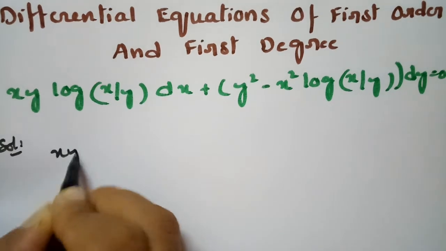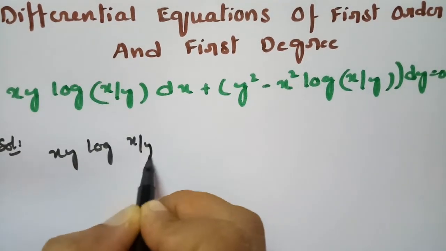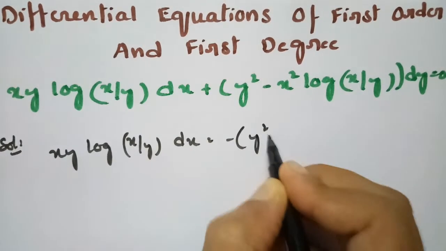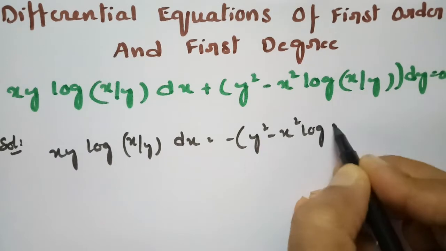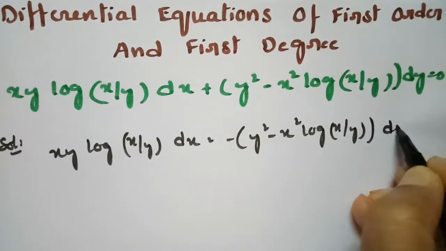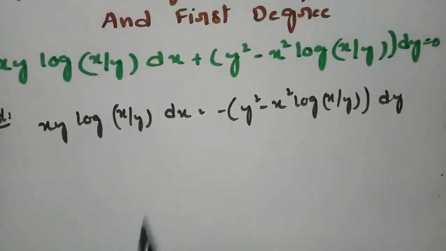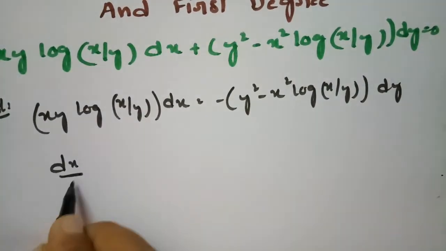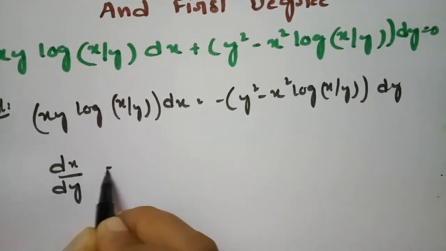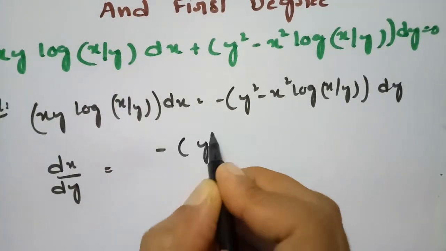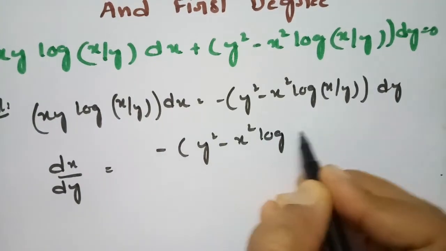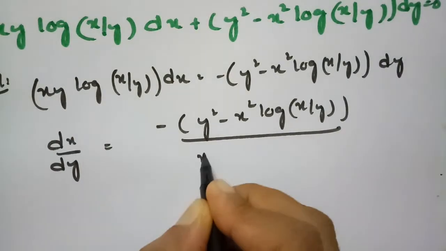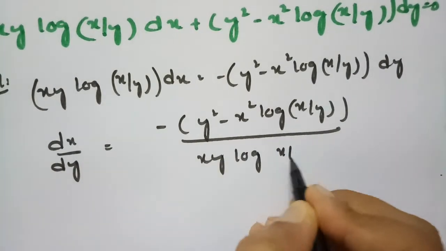So here this is xy log of x by y dx. If I send this to the other side, this will be minus of (y square minus x square) log of x by y into dy. So this is dx and dy. I am transforming it in the form of dx by dy is equal to minus of (y square minus x square) log x by y, divided by xy log x by y.